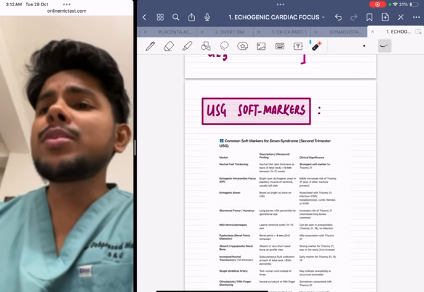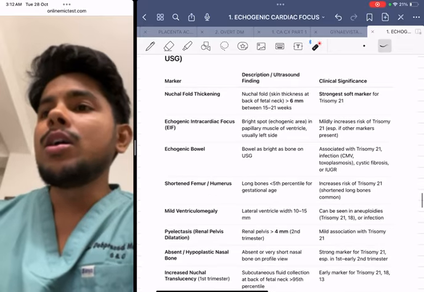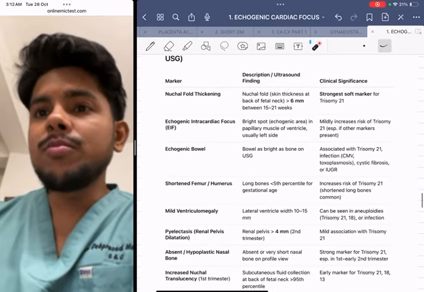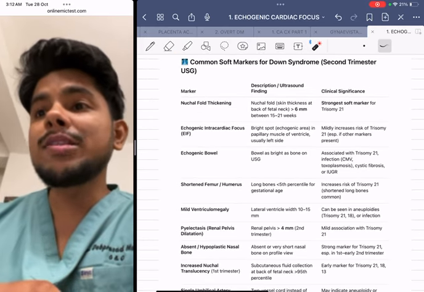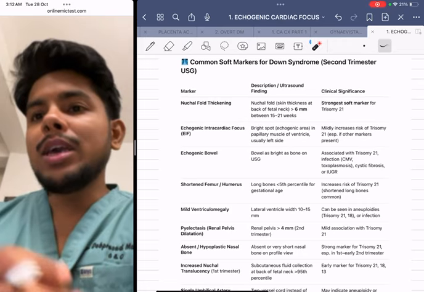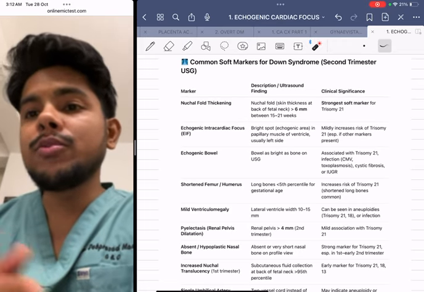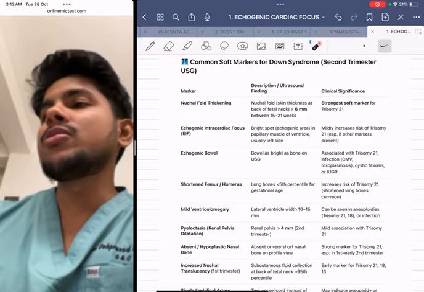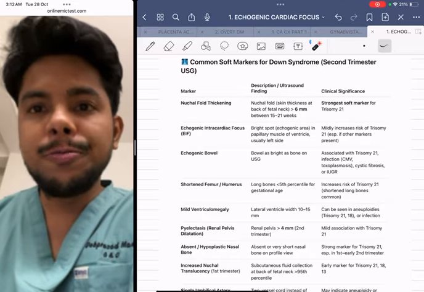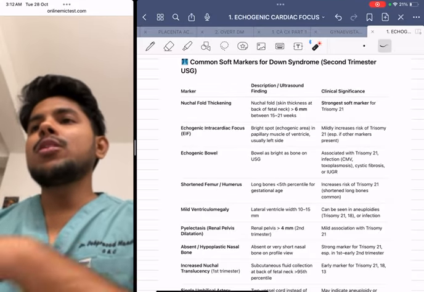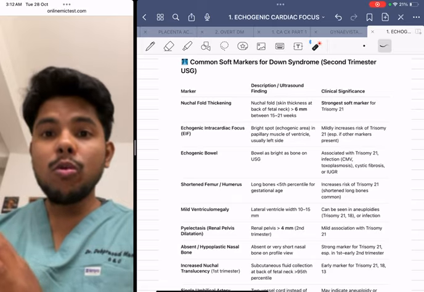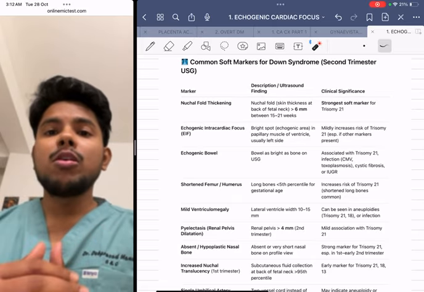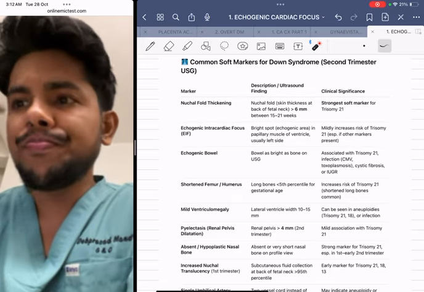Yeah, so there are basically soft markers for Down syndrome. We have got increased nuchal skin fold thickness. We have got echogenic intracardiac focus. We have got echogenic bowel. Now, echogenic bowel means the bowel appears more white. Okay, like it appears as white as the bones, or sometimes more echogenic than the bones.